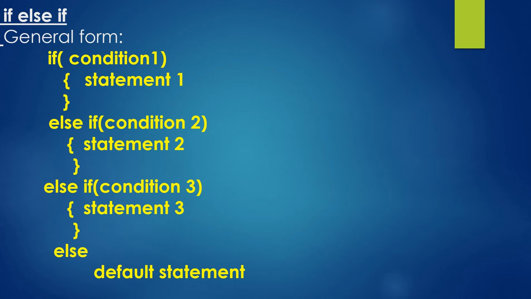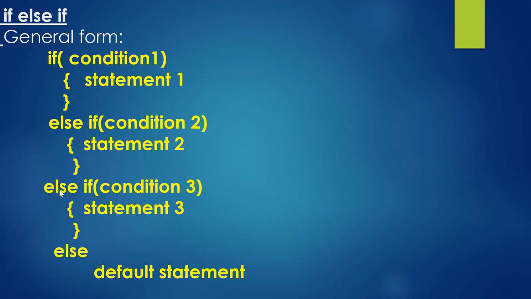In this chapter, we have seen the different programming constructs. Different programming constructs are sequential constructs, selection constructs, and iteration construct. Different selection constructs are simple if statement, if else statement, then if else if and switch. In this class, we are discussing about if else if and switch.